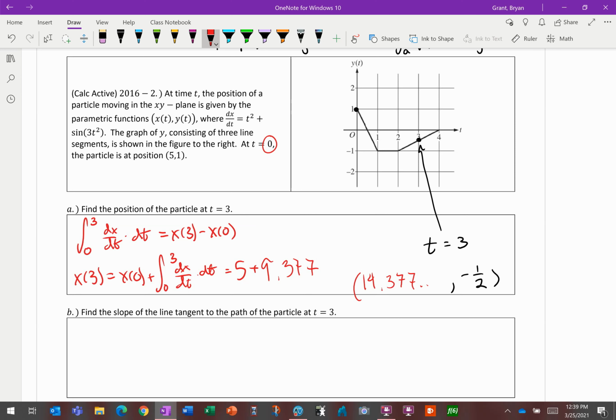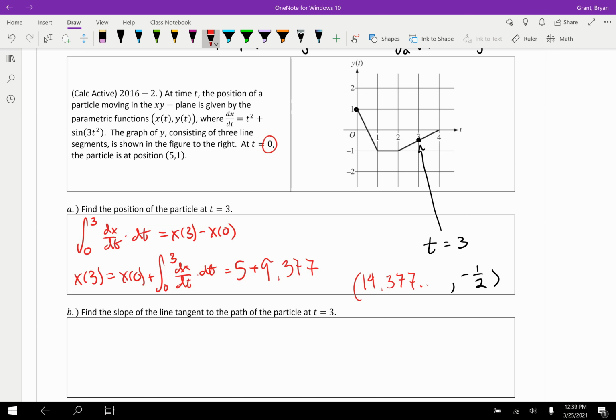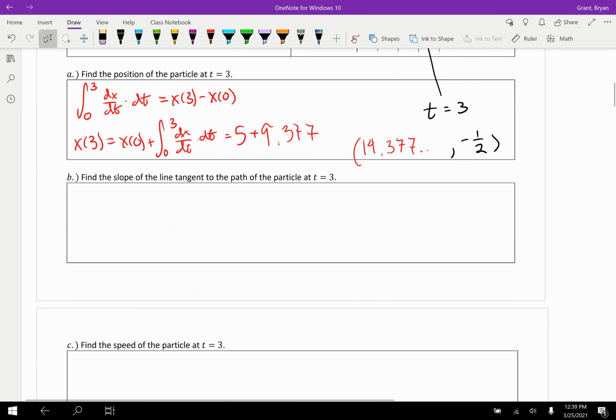Not bad at all. Find the slope of the line tangent to the path of the particle at t equals 3. Well, slope of a tangent line, that is always, always, always dy dx. And dy dx in terms of parametrics is going to be d dt of the y function divided by d dt of the x function. And we're actually going to do a couple things at once because we know that this is also going to be evaluated at t equals 3, so I'll use this extra notation, evaluated at t equals 3.